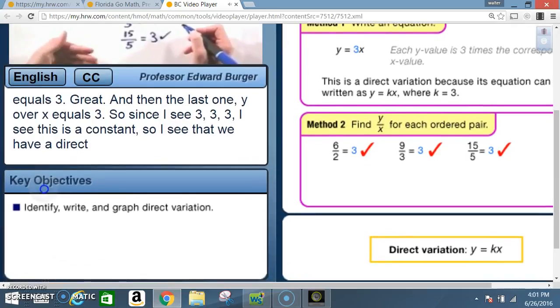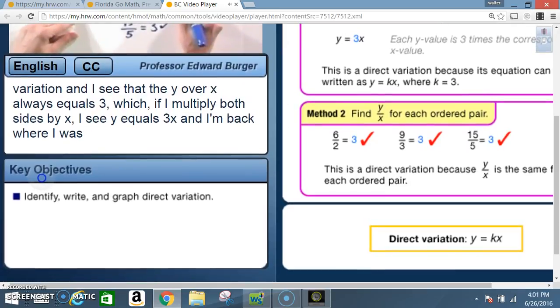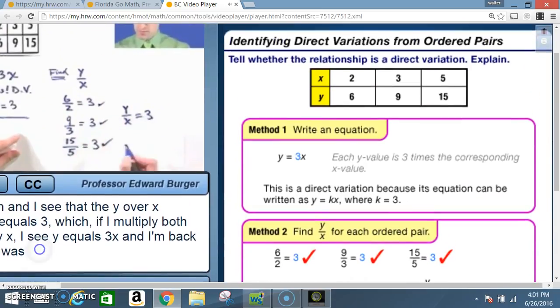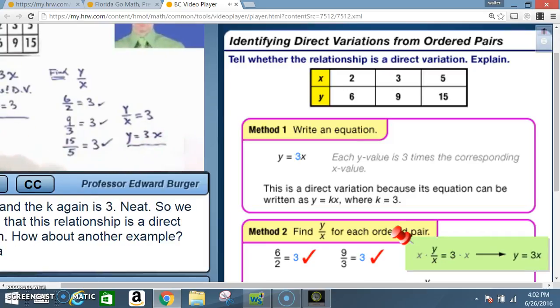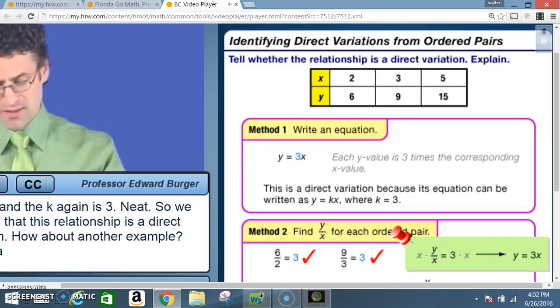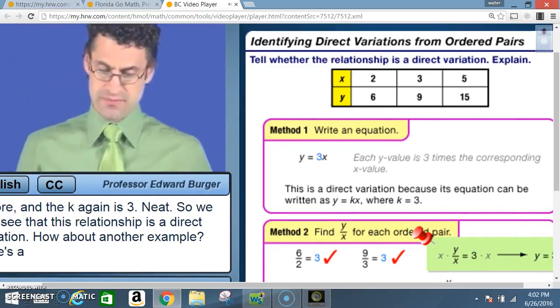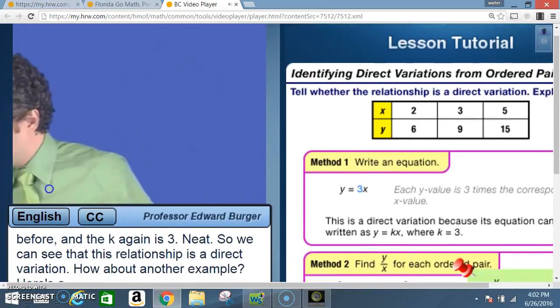So I see, in fact, that we have a direct variation, and I see that the y over x always equals 3, which if I multiply both sides by x, I see y equals 3x. And I'm back where I was before, and the k again is 3. Neat. So we can see that, in fact, this relationship is direct variation. How about another example?